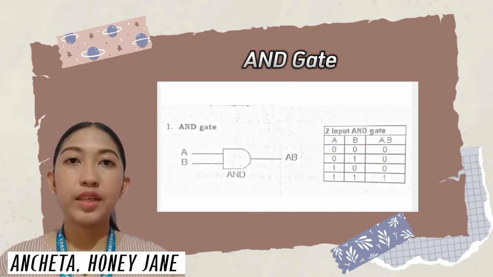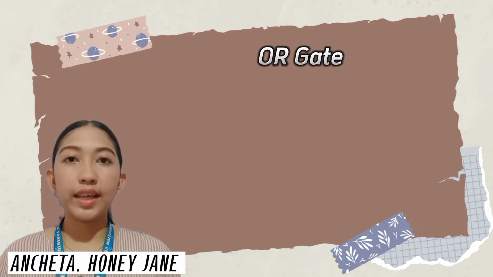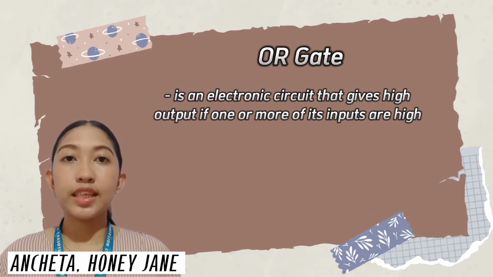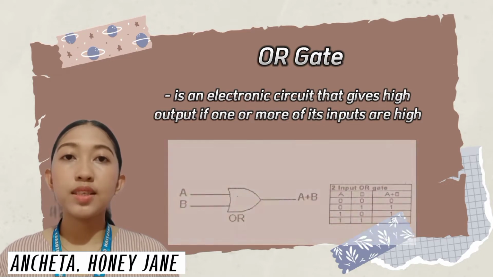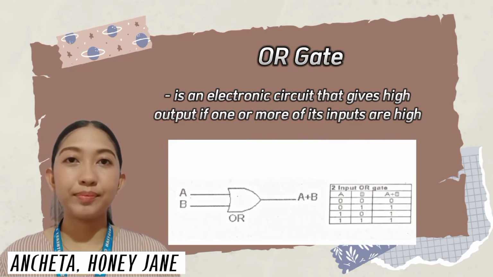Example, A dot B. Next is the OR gate. It is an electronic circuit that gives a high output if one or more of its inputs are high. A plus is used to show the OR operation.